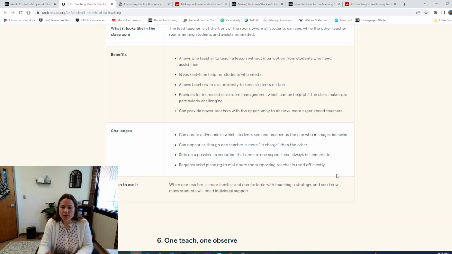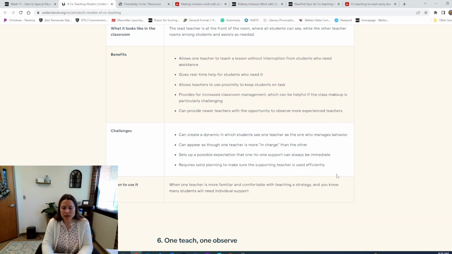The other thing is that you really have to make sure that there are expectations in place about you supporting those students, whether it be behavior or academic, so that there's always someone there to support those students. Again, this requires an extreme amount of preparing and planning on your part, and supporting one another and being efficient when you're doing this. So when should you use this? Well, you should only use this when you are very comfortable with a teaching strategy.